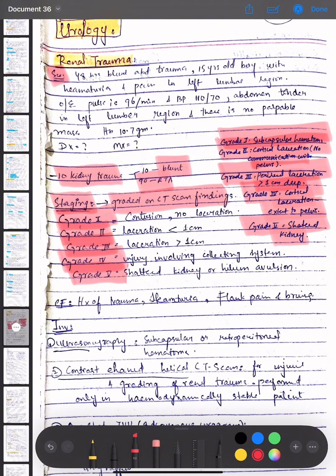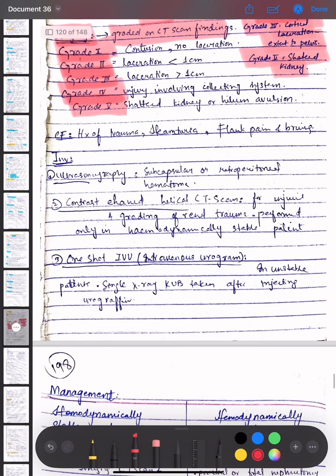Now what are the clinical features? These are: there is history of trauma, hematuria, flank pain, and bruising. What investigations will we do? These are ultrasonography, that is for subcapsular or retroperitoneal hematoma, then contrast enhanced helical CT scan for injuries and grading of renal trauma, performed only in hemodynamically stable patient. Then one shot IVU, intravenous urogram, that is in stable patient, a single X-ray KUB taken after injecting urographin.